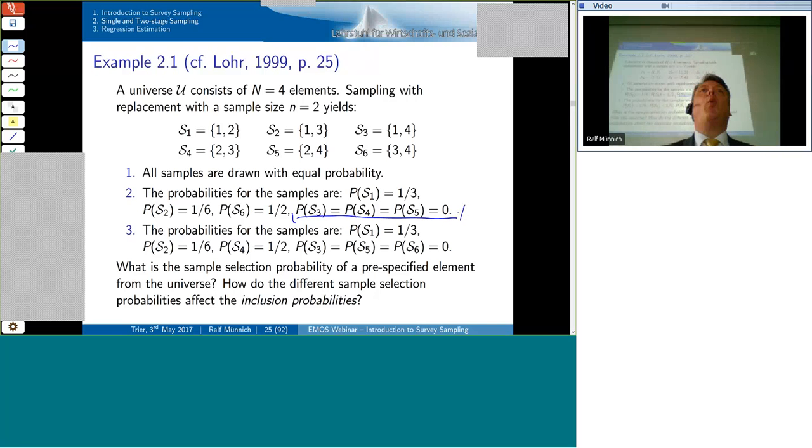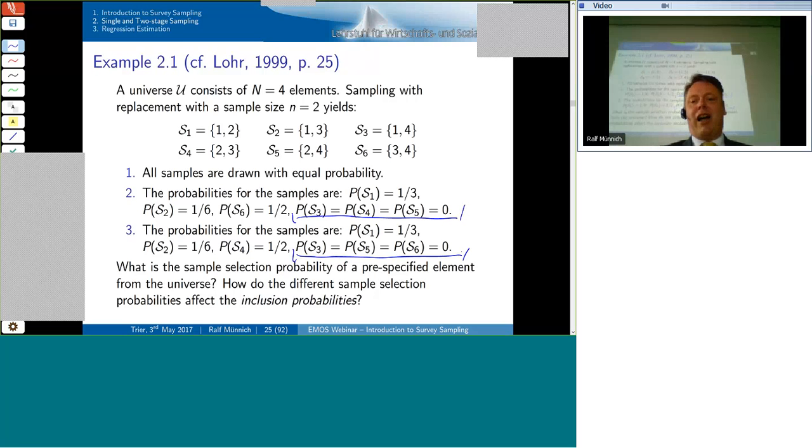We will see later why it might make sense to think about different probabilities. And finally, we have just a small variation from design 2 to 3: the probabilities for the samples seem to be the same as before, but now we have 3 other samples with probability 0. So what is the big difficulty if you look at that?